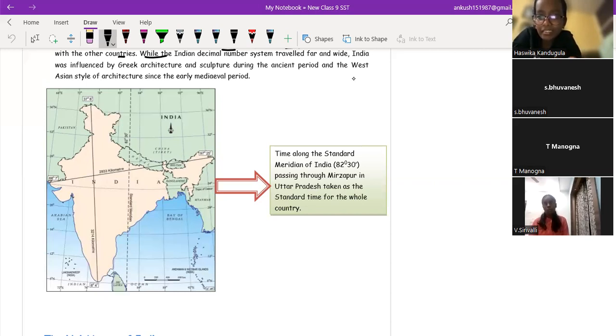Understood? Sir, then compared to other countries, our time and other countries' time will be different. So why will it be? That is called prime meridian. Nehal, don't be confused. It is the Greenwich time zone. We have taken that prime meridian time from Greenwich, London, and that is the 0 time there.